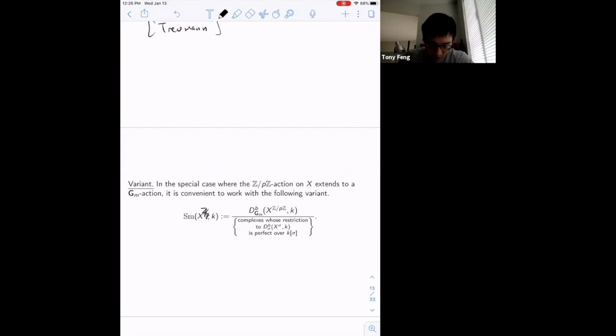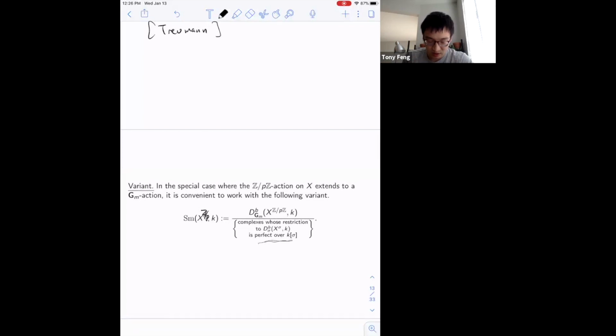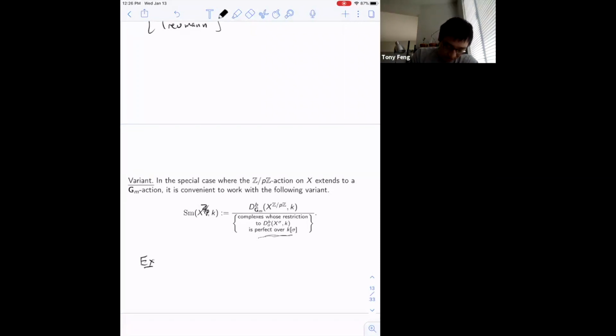Which would be the G_m-equivariant derived category on the fixed points modulo complexes whose restriction to the Z mod P equivariant derived category is perfect over K[sigma]. So I'm kind of quotienting out by things with the same condition, that they're perfect when you regard them as Z mod P equivariant sheaves. And for them, this happens because they're considering the loop rotation action on the affine Grassmannian. And then inside here, of course, there's a mu_p or Z mod P. So in their situation, this Z mod P action does have the property that it extends to a G_m action, and they can define this category. And it's a kind of technical improvement, at least for their purposes.